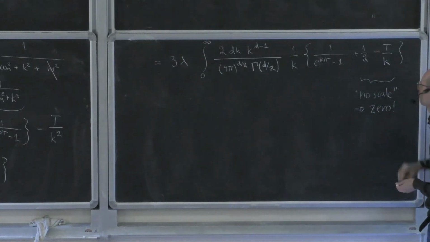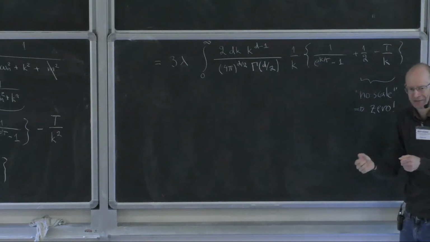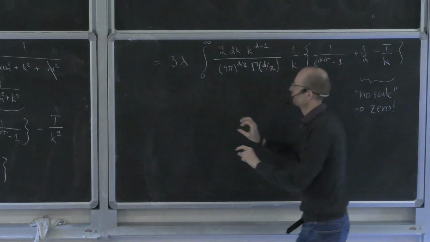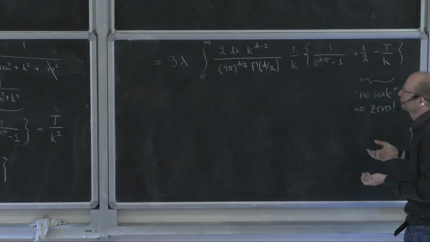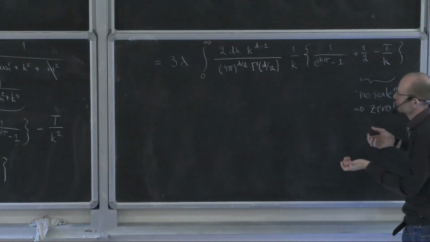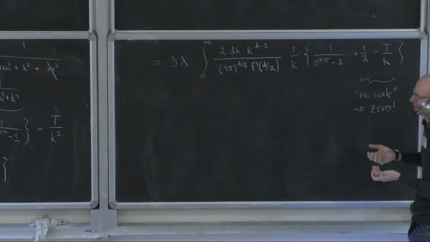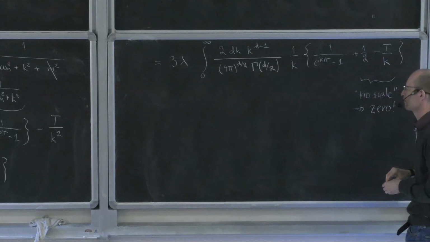How does one prove it? Well, one simply rescales the integration variable. And since there is no scale, the rescaling comes in front of the integrand. But then the integrand basically just looks the same, but you have rescaled it. And then the only way it can be the same after rescaling is that it's 0. Well, this is a bit too short, but that's roughly how it goes.